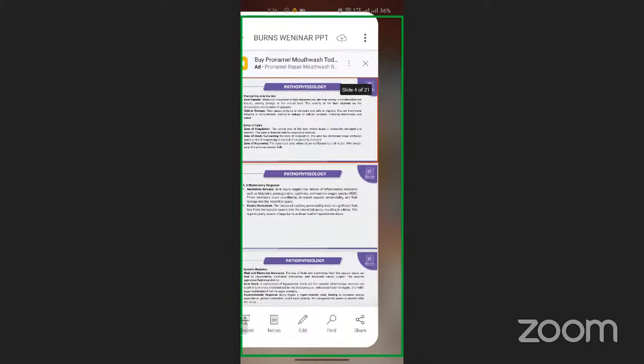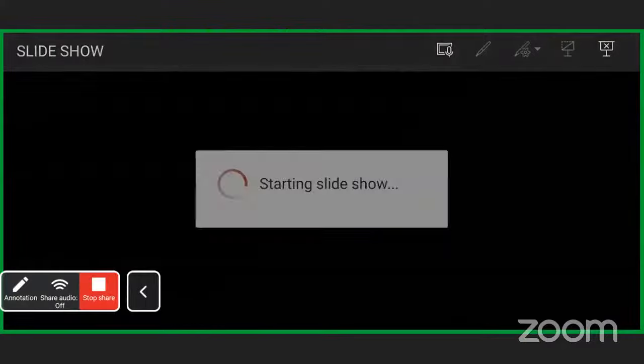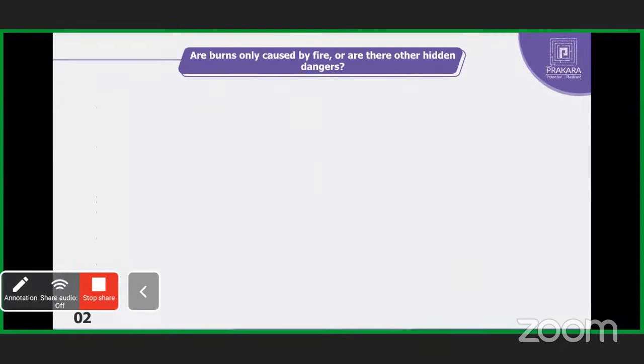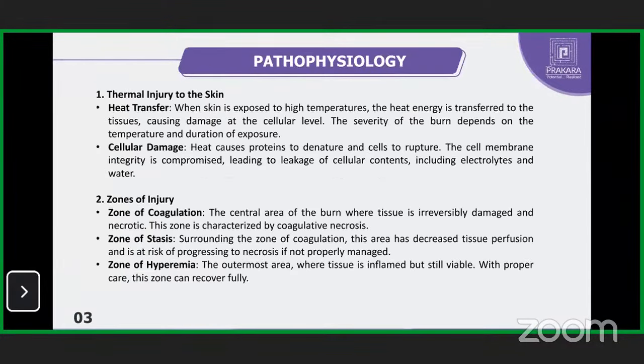Again, going back to our PPT. So zone of injury: zone of coagulation, zone of stasis, zone of hyperemia. There are three zones. Zone of coagulation is the central area of the burn where tissue is irreversibly damaged and necrotic. I've said this to you. This zone is characterized by coagulative necrosis. There will be eschar formation. There will be dead cells there. So the type of necrosis there is coagulative necrosis.